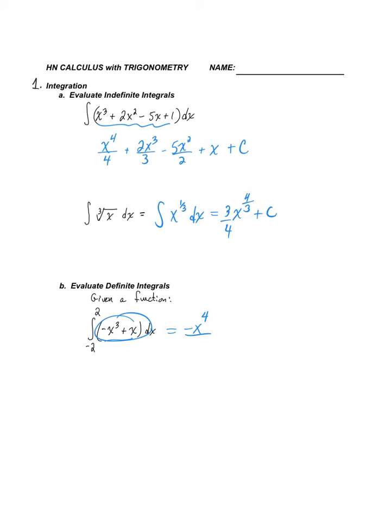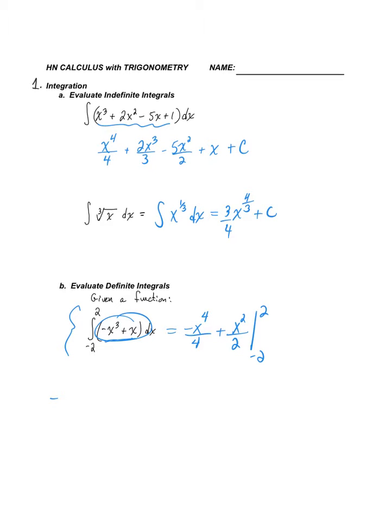So negative x to the third becomes negative x to the fourth over 4, plus x becomes x squared over 2. And we're going to evaluate that between -2 and 2. That means we plug 2 in for each x and then subtract what we get when we plug -2 in. Now this is a little tricky because we've got some negative signs. We're going to be raising -2 to powers, so we want to be careful with that. This problem is rigged, however. You may have recognized this is an odd function. So this answer is going to turn out to be something we should be able to predict, which I'll talk about at the end. But anyway, here we go.